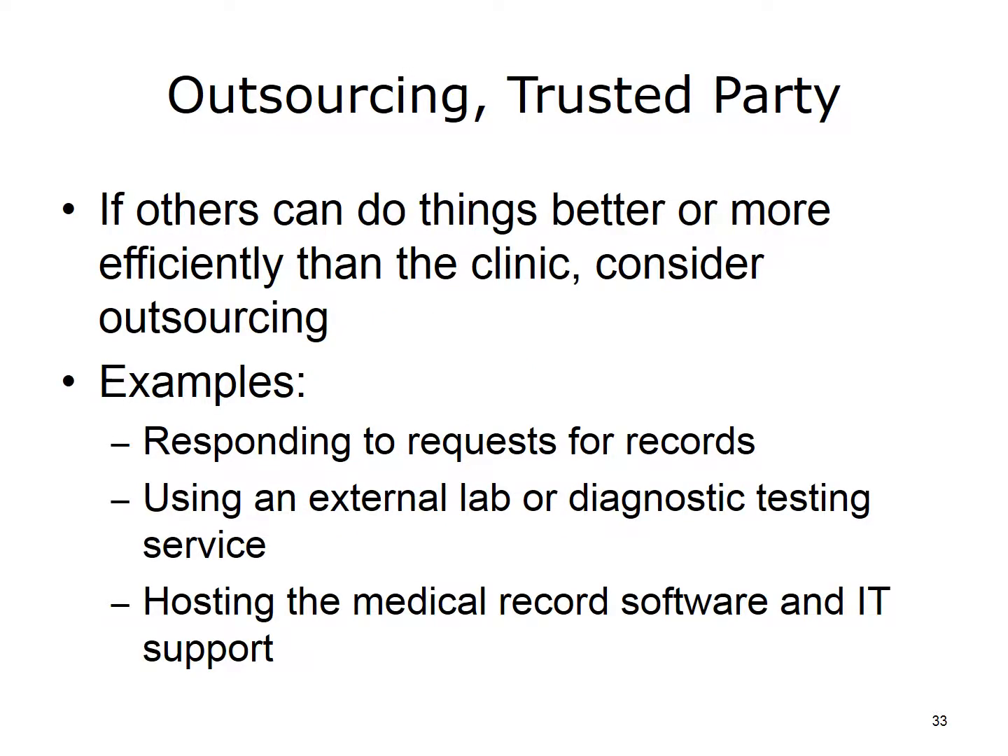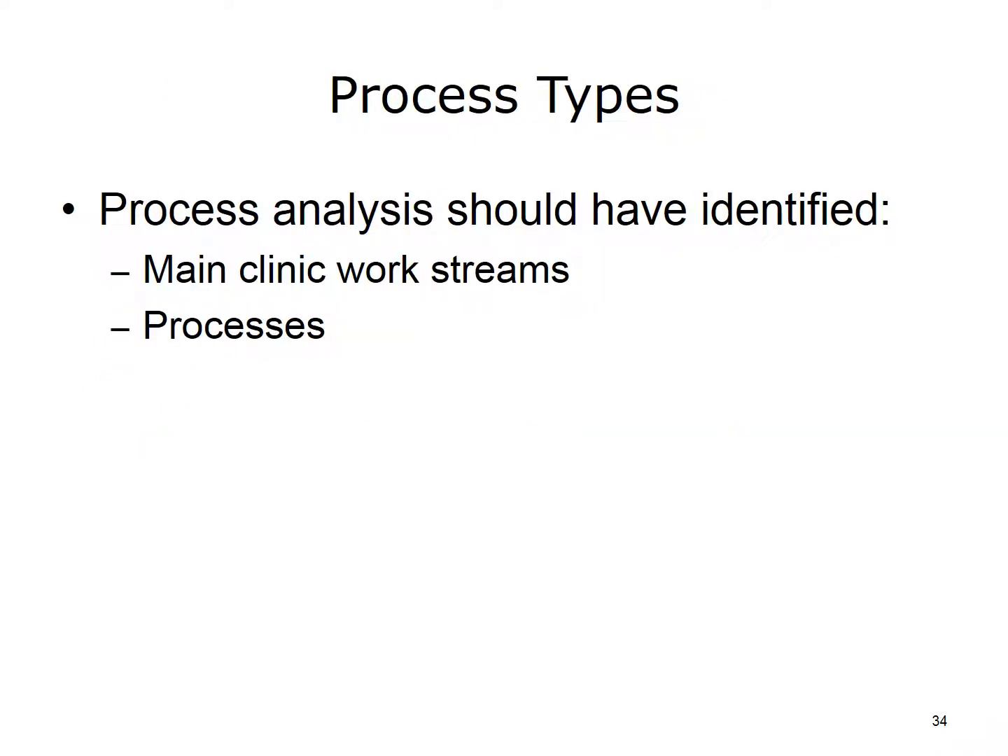If others can do things better or more efficiently than the clinic, consider outsourcing. Examples where outsourcing may be more efficient include responding to requests for records, using an external lab or diagnostic testing service, and hosting the medical record software and IT support. Identifying process types is more a principle than a strategy, but the process analysis should have identified the main types of clinic work streams and processes.